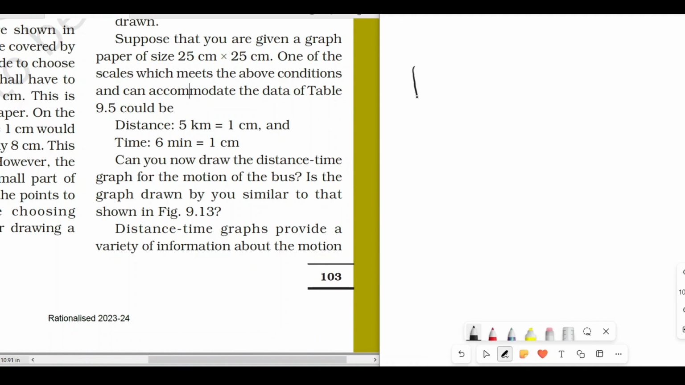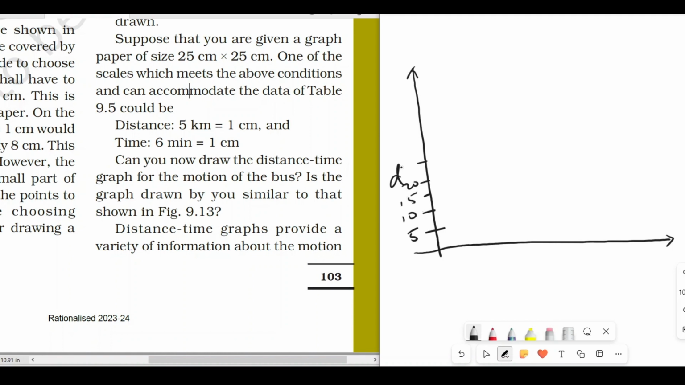Right. So this is your y-axis and this is your x-axis. Okay, so they are saying here that you take a distance of 1 centimeter as 5 kilometers. So this is 5, this is 10, 15, 20, 25, 30, 35, 40, 45, 50, and you go up to 80.